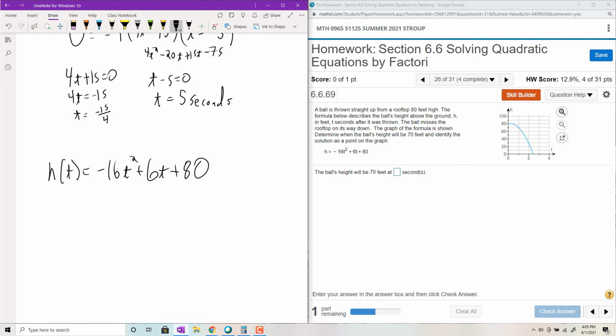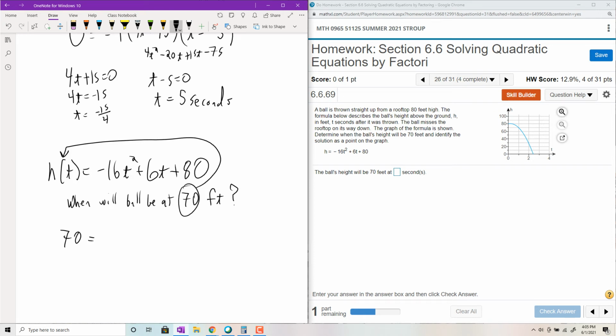Determine when the ball's height will be 70 feet. Identify the solution as a point on the graph. So it looks like it's going to be t equals 1, right? Just by looking at the graph on the ball's height. So I want to know when the ball will be at 70 feet. What you do, again, is replace h of t here with 70 and then solve.